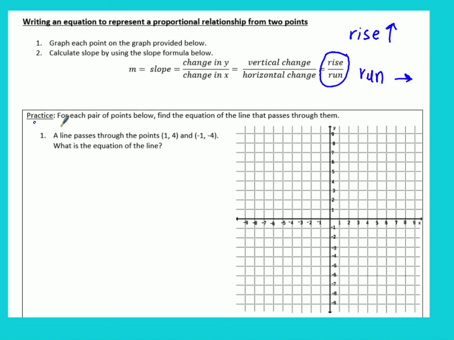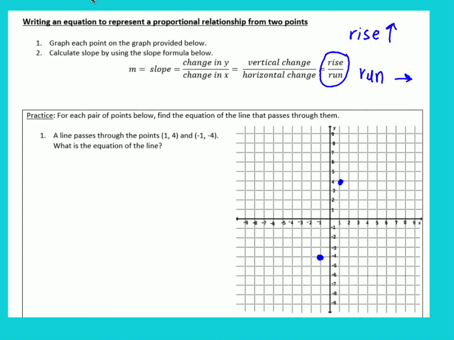So our practice problem says, for each pair of points below, find the equation of the line that passes through them. We have a line that's passing through the points (1, 4) and (-1, -4). So the first step was just to graph, plot those points. For the point (1, 4), you go 1 to the right, so you're on 1 for your positive x here, and then up to positive 4 on the y, so this is our first point. And then for (-1, -4), we go to negative 1 on the x-axis and go 4 down. That makes that point right here.